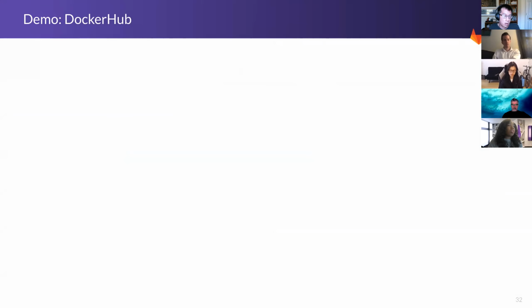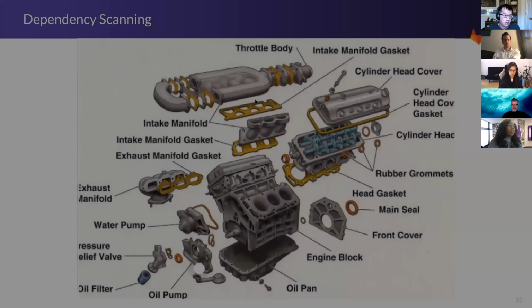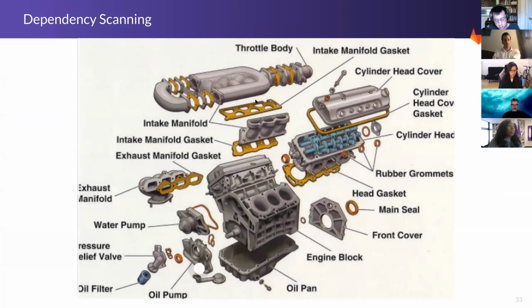All right, so it just showed off Docker Hub, dependency scanning. So this is another thing that we do. Obviously, this image is not of a software application, it's of a car. Let's just use an analogy here. In a car, you have a bunch of different parts, right? So you have wheels, you have your transmission, you have your engine, and then they all fit together.